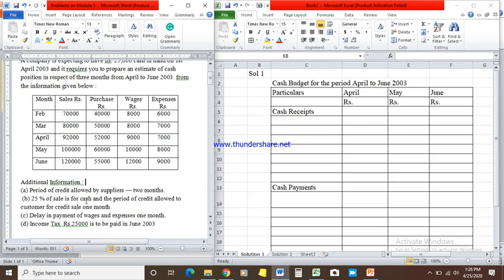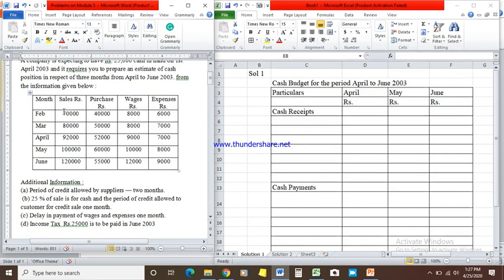25% of the sales is for cash and the period of credit allowed to customers for credit sales is 1 month. If you again look into the sales figure, 70,000 is the sales in the month of February. Out of 70,000, 25% is cash sales. The balance 75% is credit sales. That credit sales which we do in February is going to be collected after 1 month, because the credit period is 1 month.